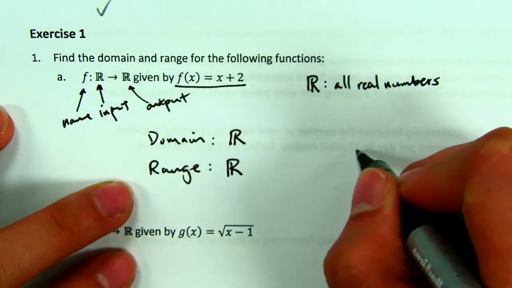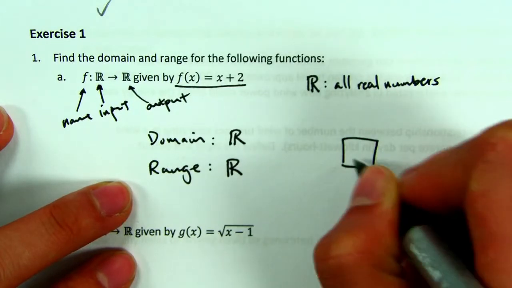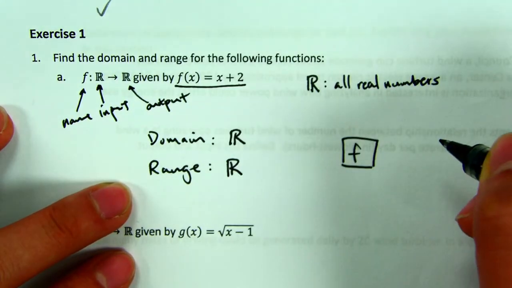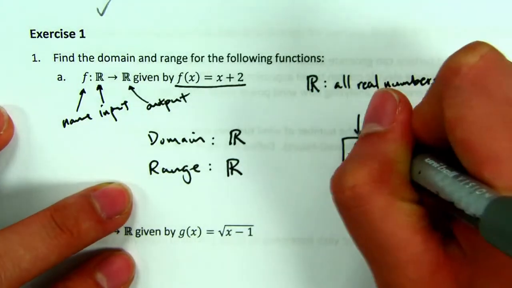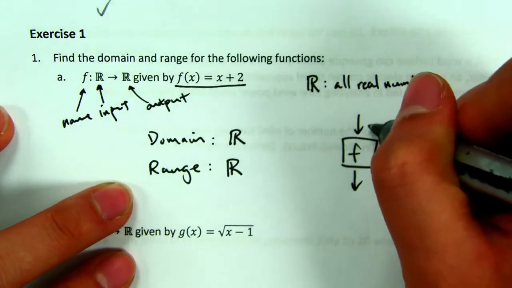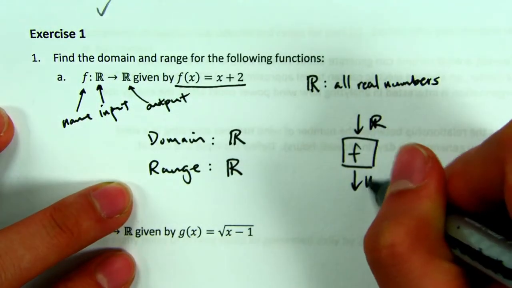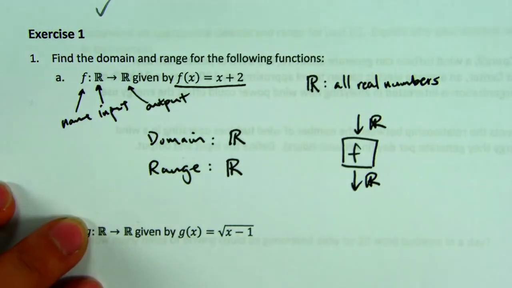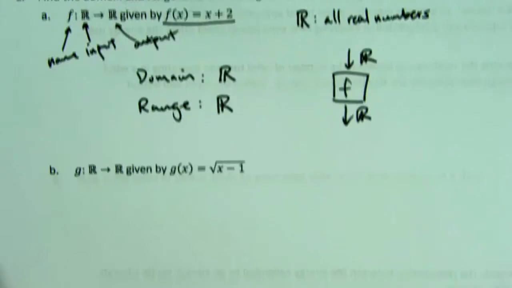Okay, just as a reminder, I'm going to go ahead and use my box notation. This isn't a formal math notation. I use it just because it's a little bit easier to imagine what is going on. So here's our function f. Whatever we input is all real numbers. What we output is also all real numbers. Okay, just remember that. And let's go ahead and take a look at part B.